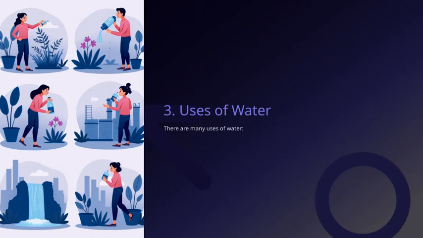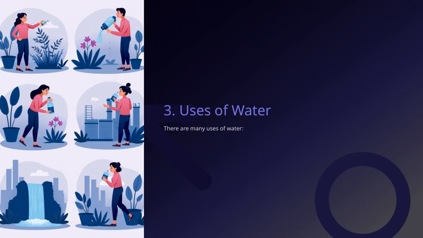Now, let's take a look at the many uses of water. As you can imagine, water is incredibly vital and has a wide range of applications in our daily lives. It's essential for drinking, obviously, but it doesn't stop there. Water is also crucial for agriculture, helping us grow the food we eat. Industries depend on water too, whether for manufacturing processes or cooling systems. Additionally, water plays a key role in sanitation and hygiene, keeping our environment clean and healthy.